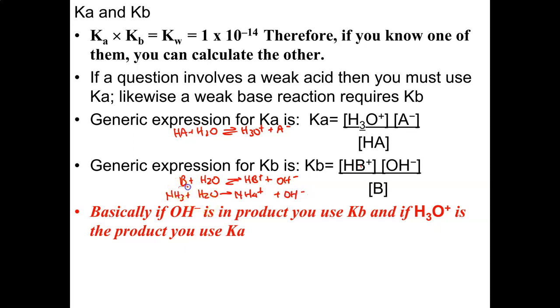Why do we want to remember it this way? Because it's easier to keep track of generalities that way. So basically, OH is in the product. You have a Kb question, H3O on the product, you have Ka. Really easy way to figure it out.